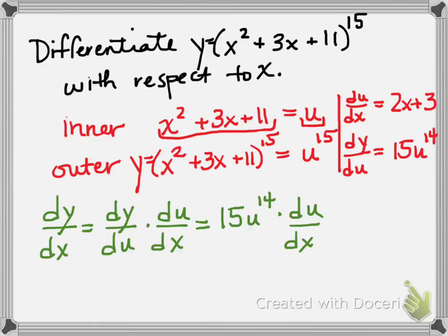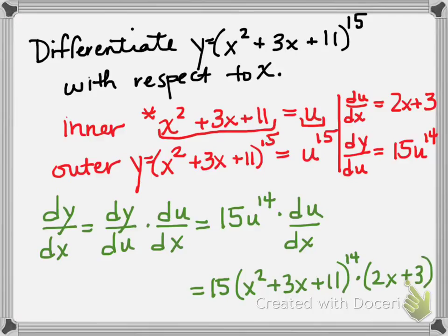Now u is this variable that we introduced. And so our answer should not have any u's in it at all. It should not say 15u to the 14th. What we need to do is go back and substitute the fact that u equals x squared plus 3x plus 11. So at the same time we substitute in du dx, we also substitute in what the value of u is. So we get 15 times x squared plus 3x plus 11 to the 14th power. We substituted in that value of u, and we also put in du dx, which is 2x plus 3.